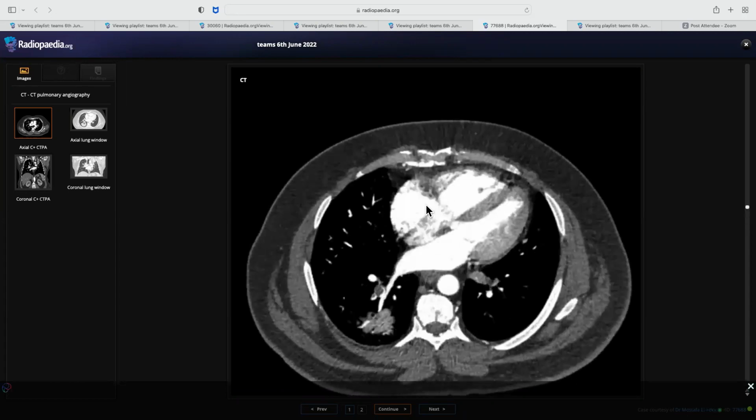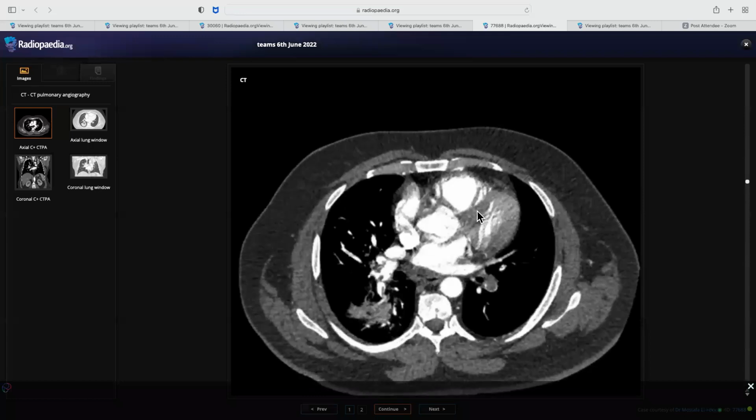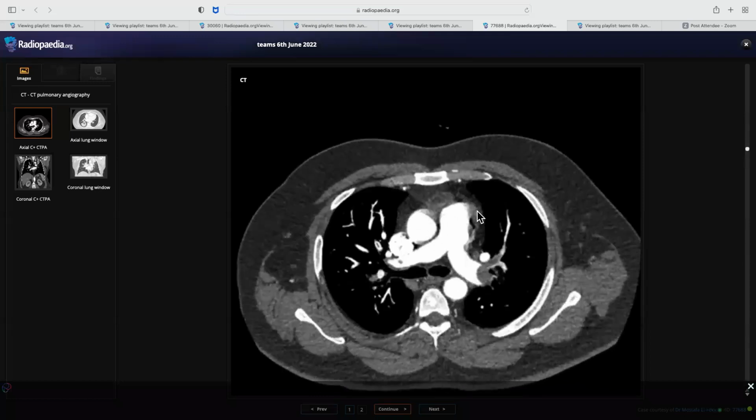I would look for right heart strain. See, there is right heart strain in this case. Yes, right heart strain. So there is flattening of the interventricular septum. There is right heart strain. So once you identify these things, your score gets better.